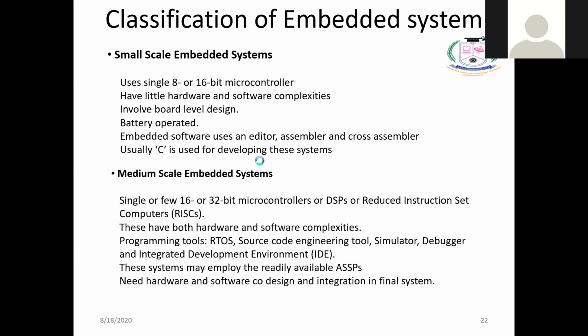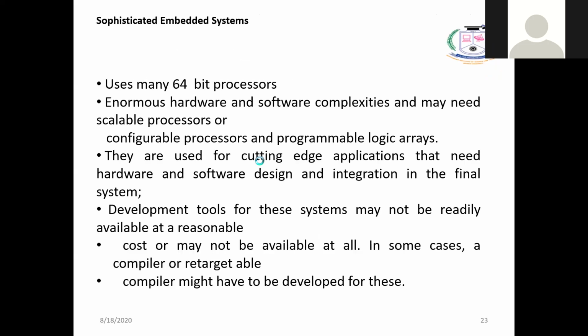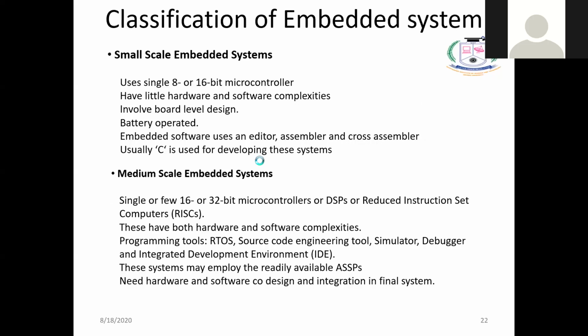Small scale embedded systems use 8-bit or 16-bit only. Medium scale means they will use 16-bit or 32-bit only. When I move to sophisticated, they will mostly use 64-bit processors. So depending upon the bit only, they classify whether it is small scale, medium scale, or sophisticated. You can understand very well.